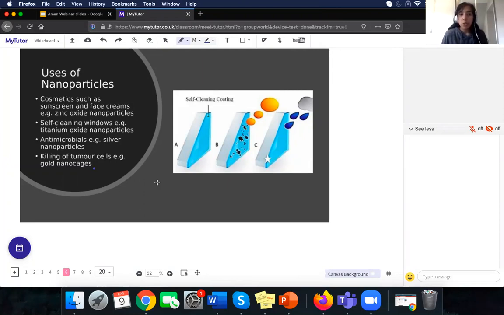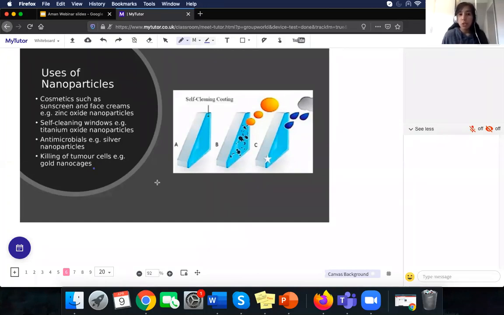Now the key thing about tumour cells is that they will have blood vessels in them, and tumour cell blood vessels tend to be leaky. By that, it means that they have little holes in them. Now the gold nanocages are so small they can get into those holes, but normal blood vessels don't have those holes, so gold will not get into normal blood vessels and affect our normal cells.